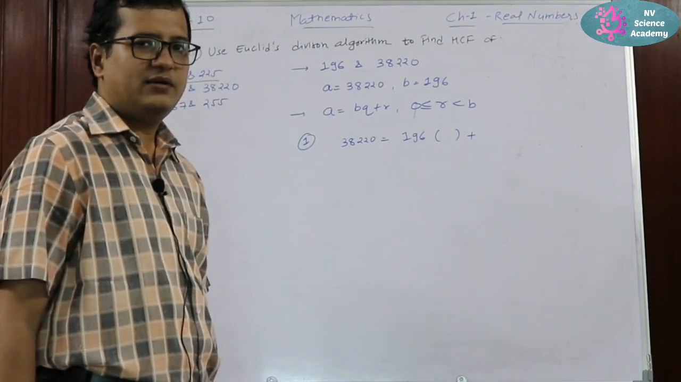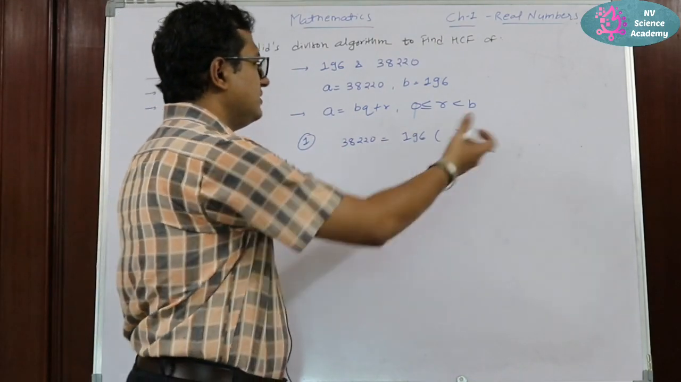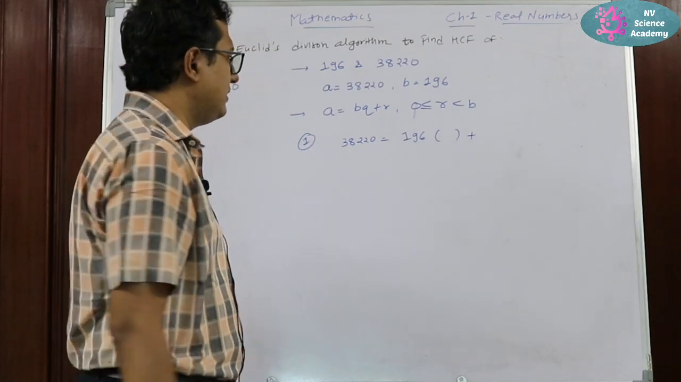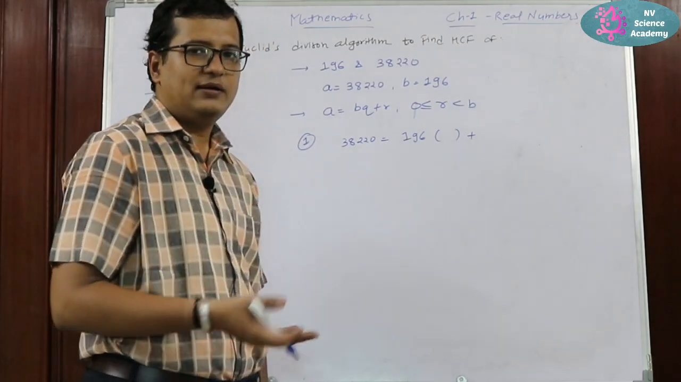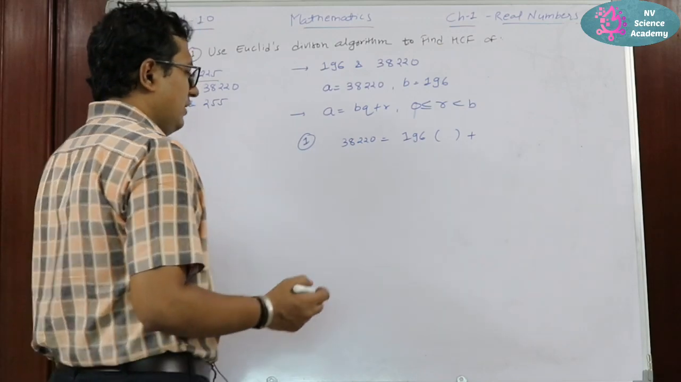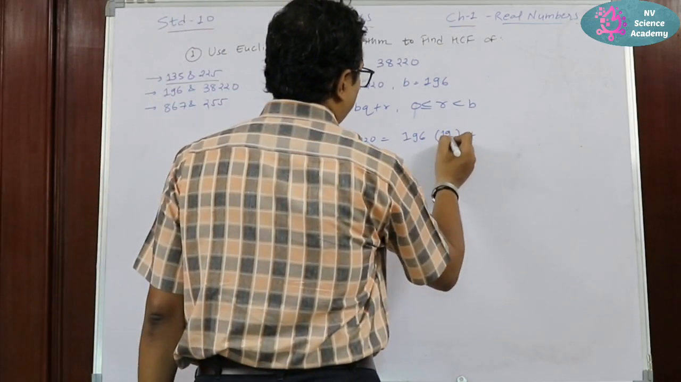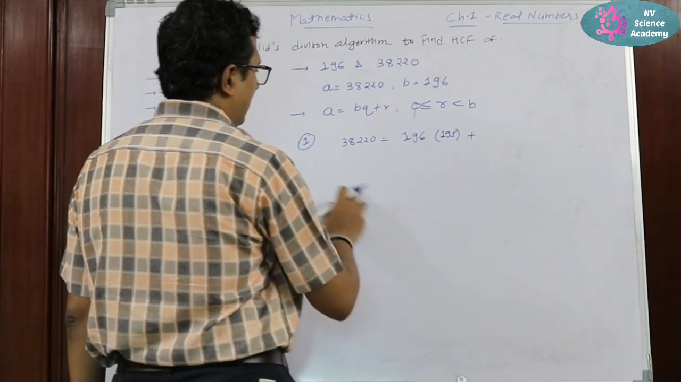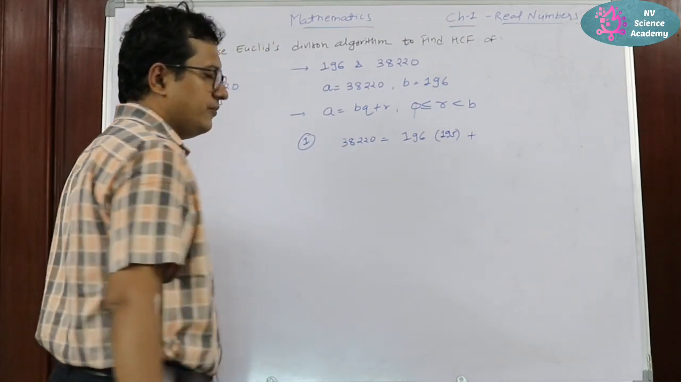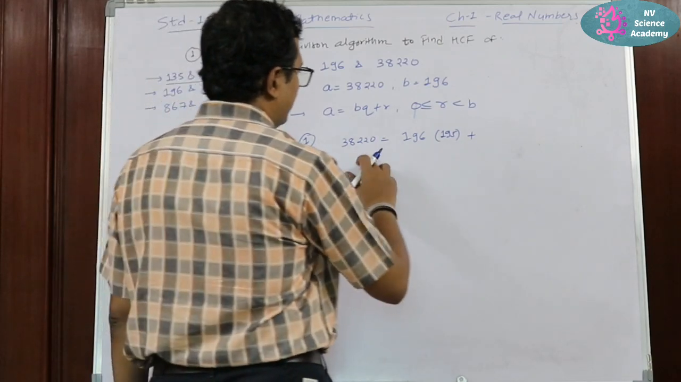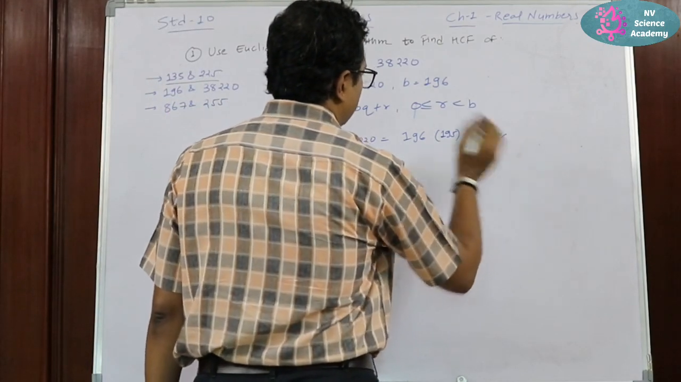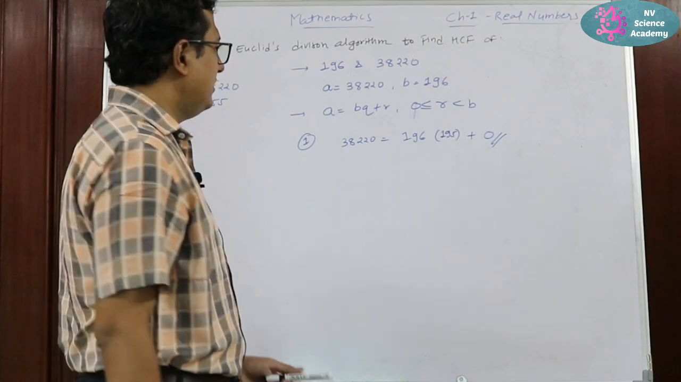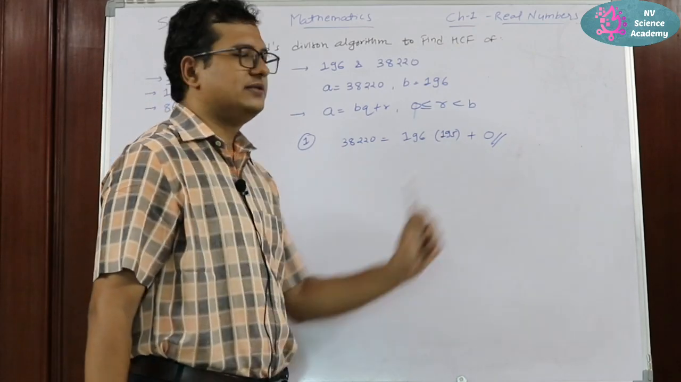You can simply do some division in the rough work, or you can find out the value by the trial and error method. Now I know the value is 195. So when you multiply 196 by 195, the result will be 38220. It means the remainder is nothing but 0. So in the first step we are getting remainder 0.